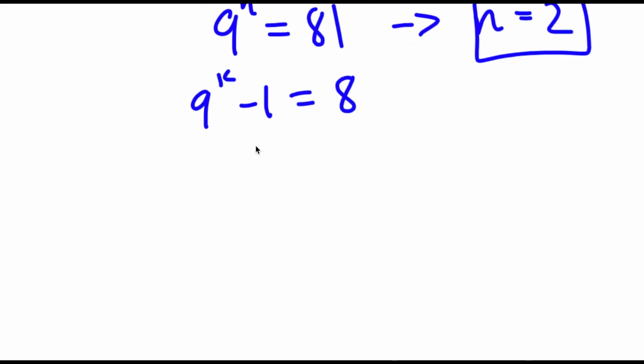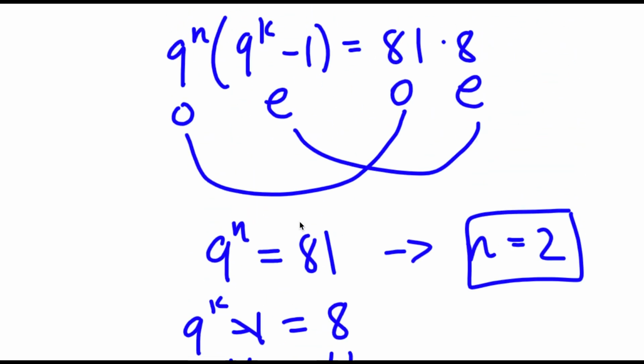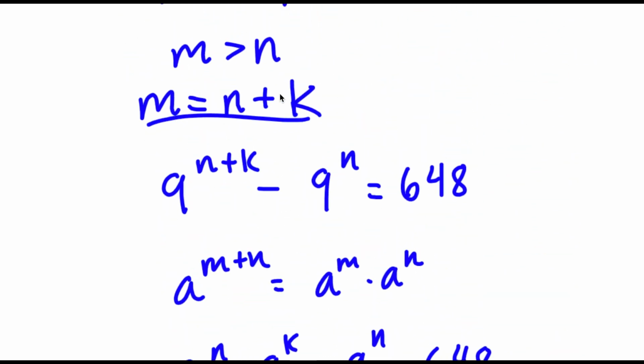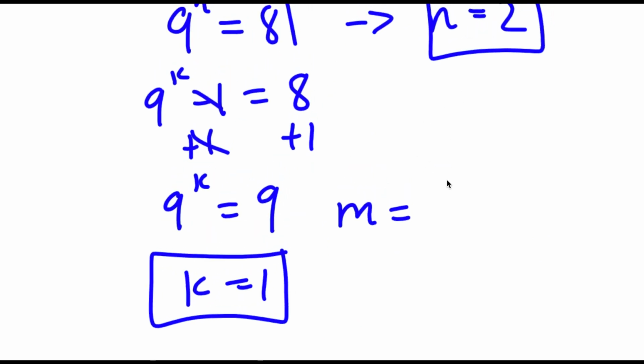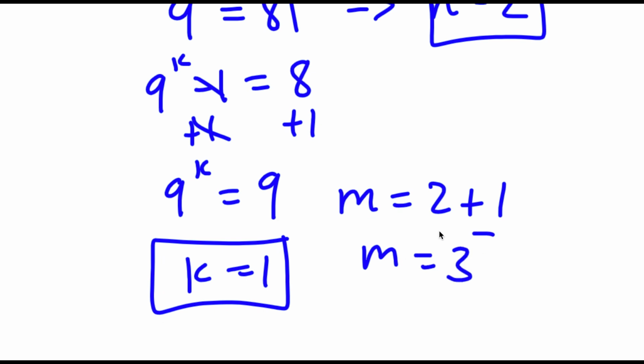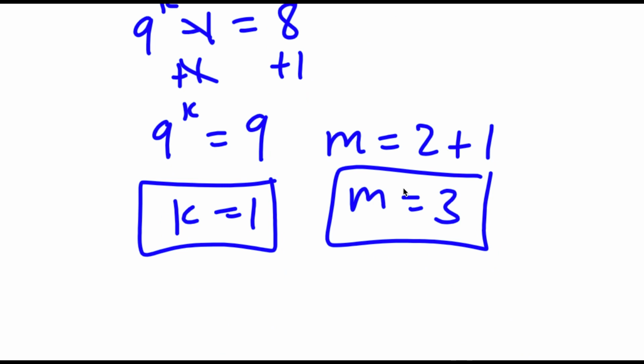And for 9 to the power of k minus 1 is equal to 8, this is a simple equation. I'm going to first start by adding 1 on both sides, so I have 9 to the power of k is equal to 9. And 9 to the power of what is equal to itself? 1. So k is equal to 1. Now remember how we set m equal to n plus k, meaning m is equal to n, which is 2, plus k, which is 1, so m is equal to 3. So n is equal to 2, and m is equal to 3. These are my solutions for this equation.